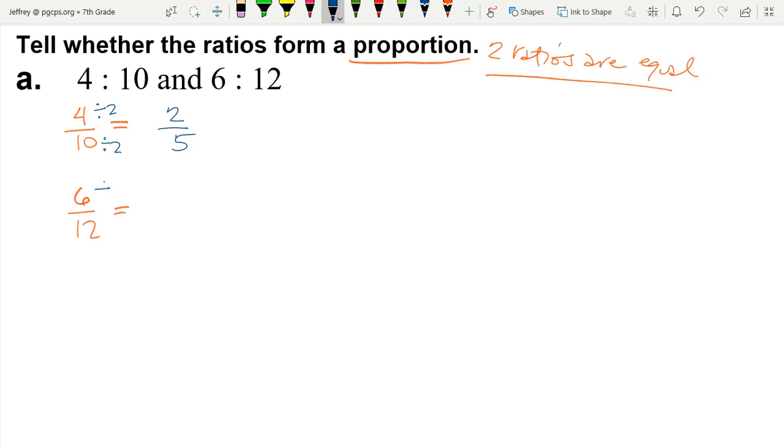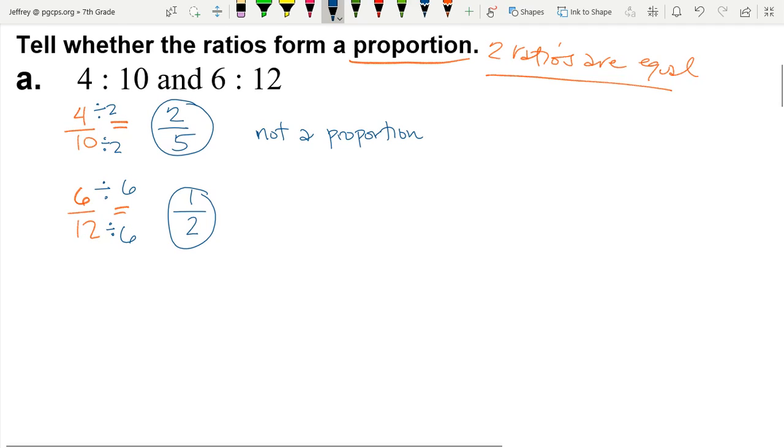How about this one? What number can go into 6 and 12? The greatest common factor would be 6. If you do 2, you can still do 2, but that's still not the simplest form. So 6 divided by 6 is 1, and 12 divided by 6 is 2. Now, are these values of the ratios the same? They are not the same. So this does not form a proportion, so not a proportion or not proportional.